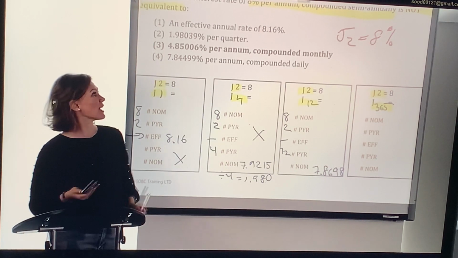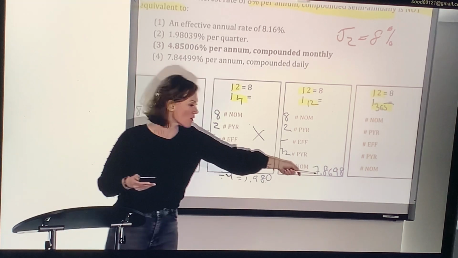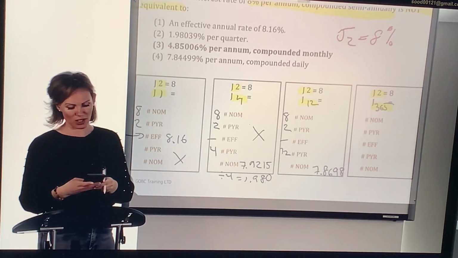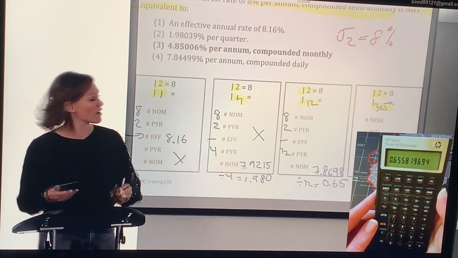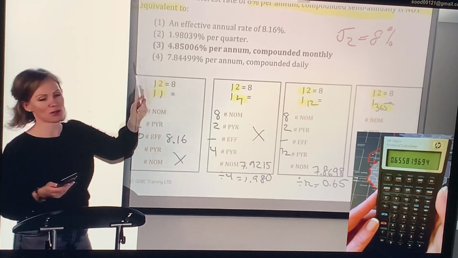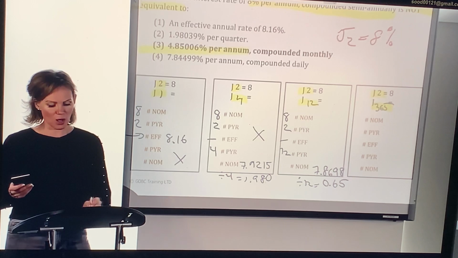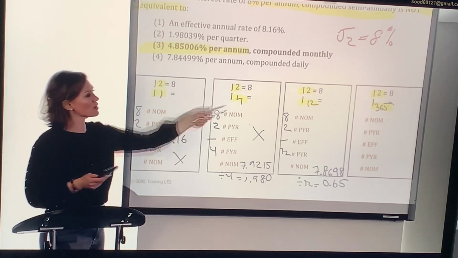Now, if you still want to try to divide it by 12, you can try it, but it's not going to be close to what they gave us. If I divide it by 12, just to check, it's still going to come up as 0.65. So I know that none of those two matches option number 3. So option 3 will be the answer, okay? Because it's not even close to what I have. Let's do the last one.